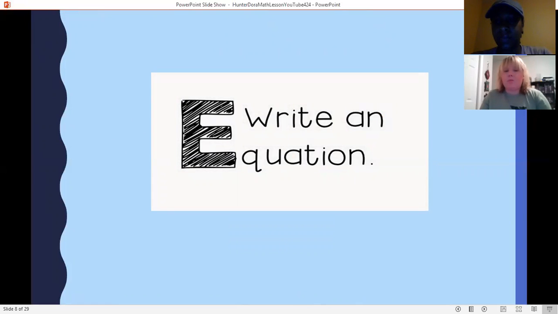E stands for write an equation. So when you're writing your equation, boys and girls, you are going to make sure that you are including all the numbers in your problem. You are going to make sure that you are including your operation sign. In other words, are you adding, subtracting, multiplying or dividing? And you also want to have an equal sign. All equations will always have an equal sign.